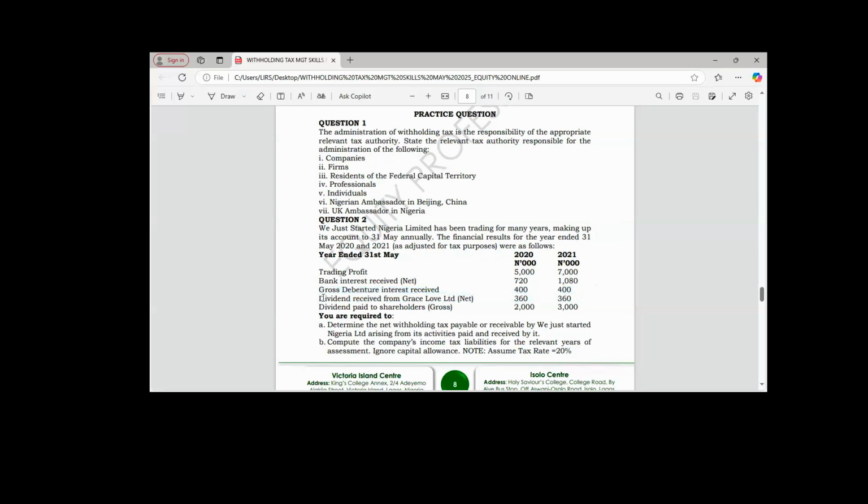Then the next one we have is dividend received from Grace Love net. What category of withholding tax will this one give rise to also?